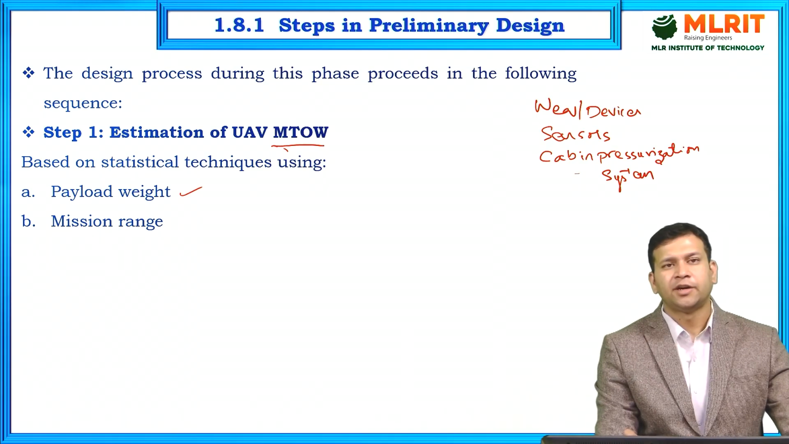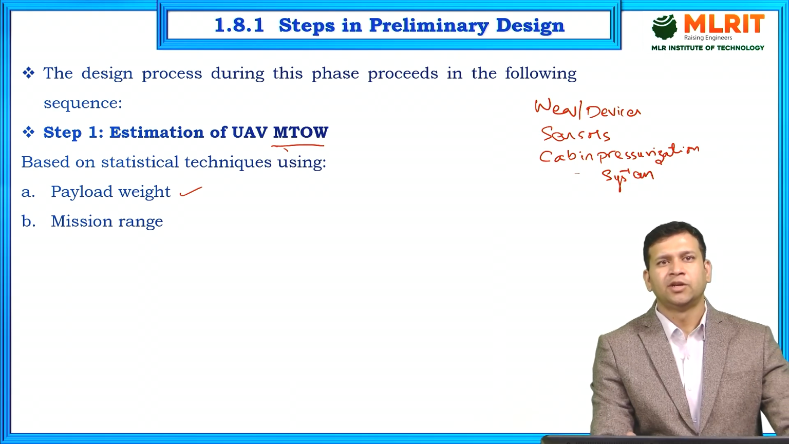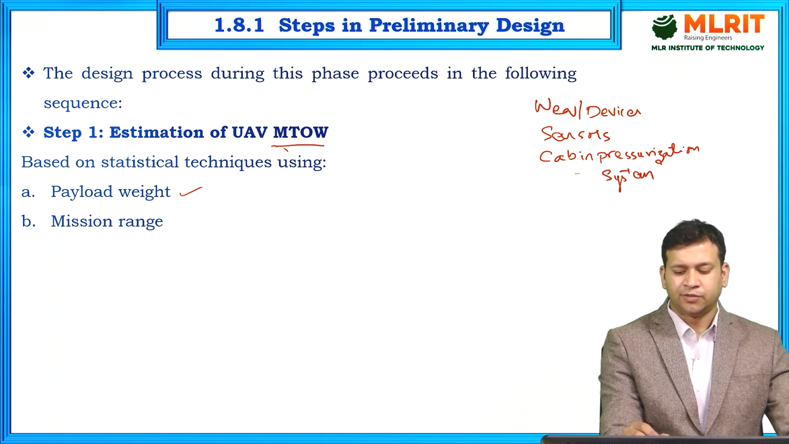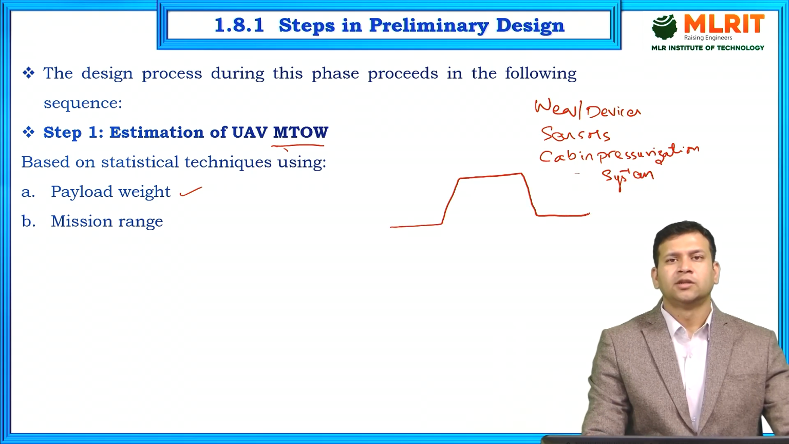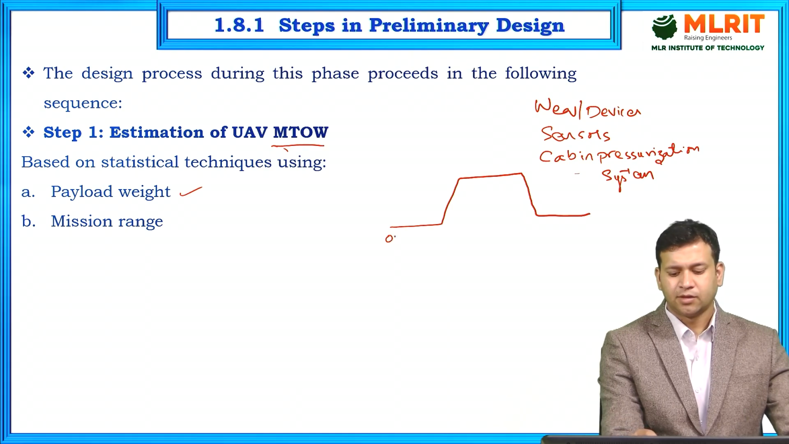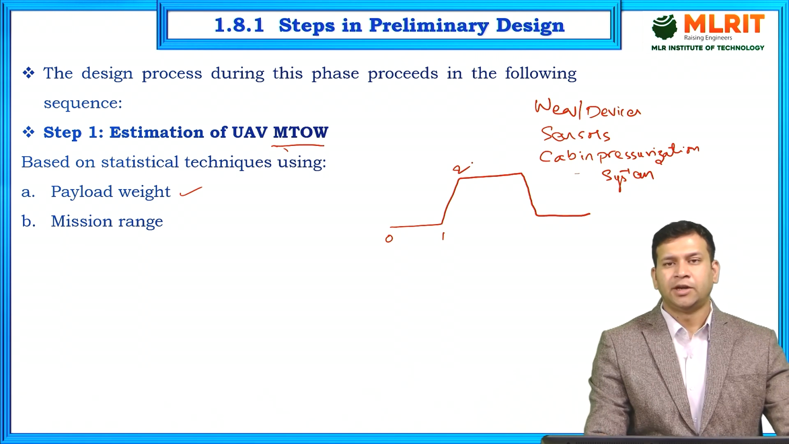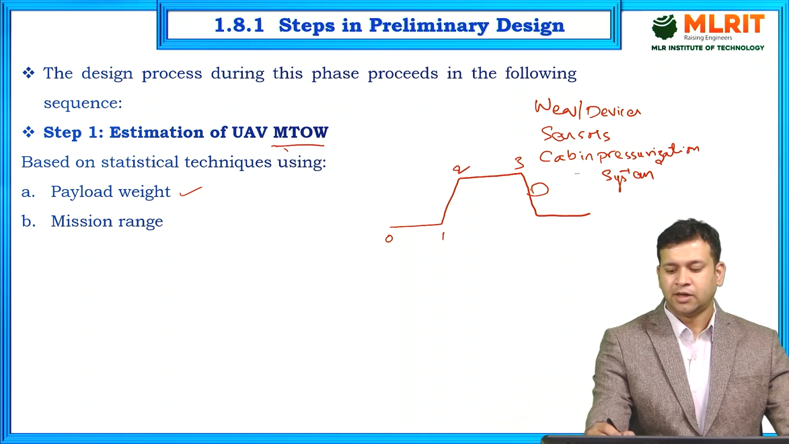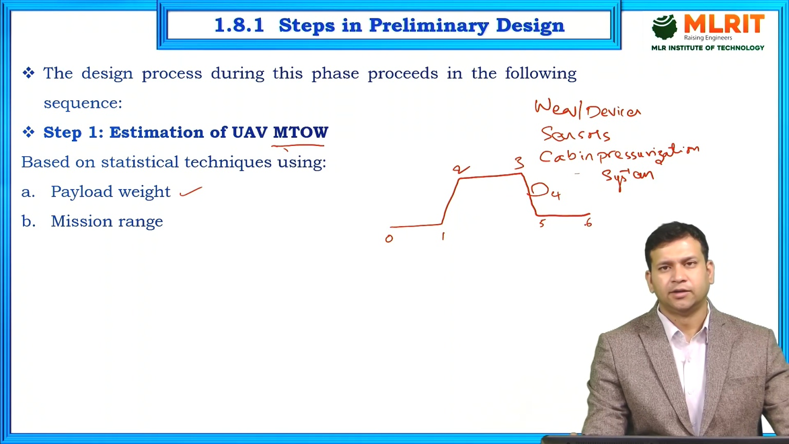And based upon the mission range, how many kilometers or miles or nautical miles the unmanned air vehicle has to travel, again we'll have this maximum takeoff weight. This is a simple mission profile. 0 to 1 is our ground roll and takeoff. 1 to 2 is our climb. 2 to 3 is our cruise. If there is any loiter, we'll have it here from 3 to 4. Then we have touchdown, then ground roll and landing.